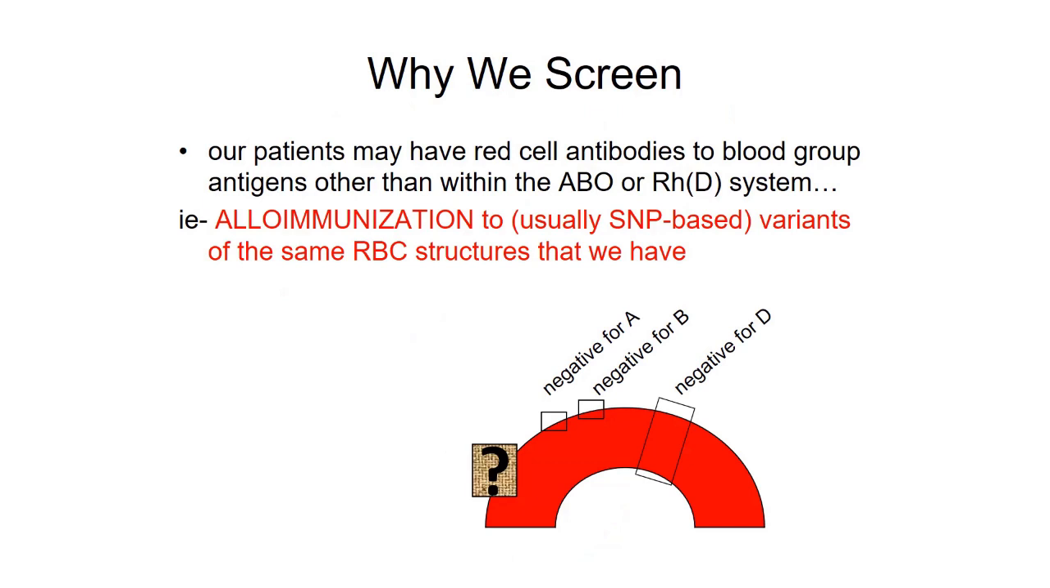is about the fact of our patients potentially having red cell antibodies to blood group antigens other than within the ABO RHD system. Even if you hang a unit that lacks the A or B structure of the ABO system and the D antigen that gives you your positive as opposed to your negative attribute, an alloimmunization to SNP-based variants of other red cell structures can readily attack such a so-called universal blood type red cell.